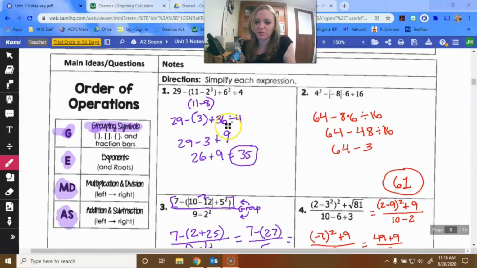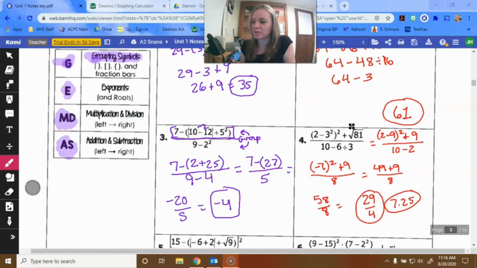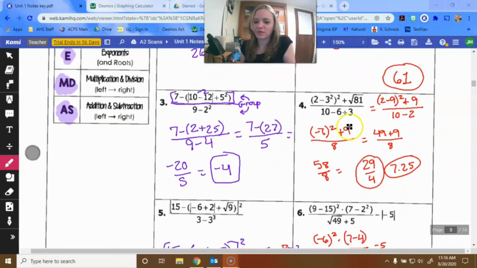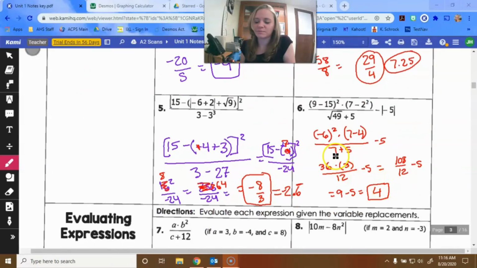Okay, so here are the solutions and the work to number 2. 2 is 61. Feel free to pause the video at any time if you need to check this work to see if you can find your mistake, if you made a mistake. Number 4 is 29 over 4, or 7.25. And number 6 is 4.